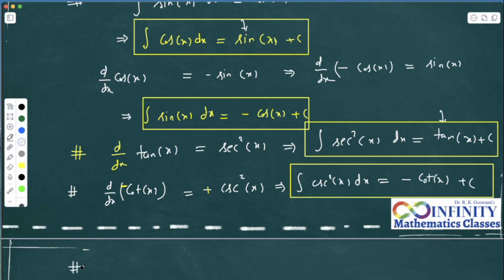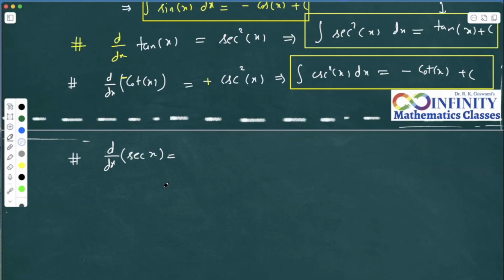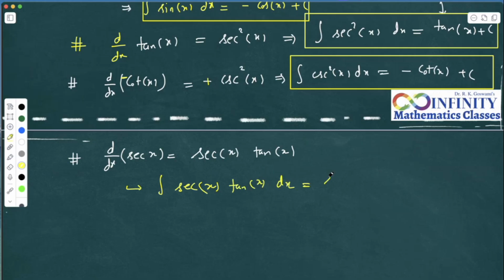Next, we discussed the derivatives of tan and cotangent x. Help me, what is the derivative of secant x? What is the derivative of secant x? Should I help you? I'm not sure, I forgot. It is going to be secant x tangent x. So the antiderivative says the integration of secant x tan x dx is going to be how much? It is secant x only.